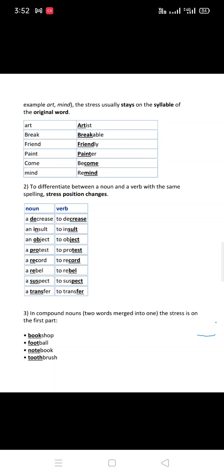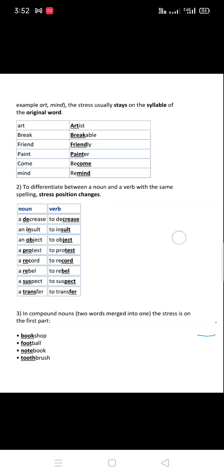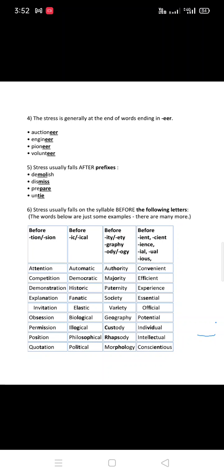Now rule number 3 is, in compound nouns, stress is on the first part or first syllable. Okay, like notebook, notebook, first syllable, toothbrush, or football, or bookshop. So here in compound nouns, the stress is on the first part. Okay.